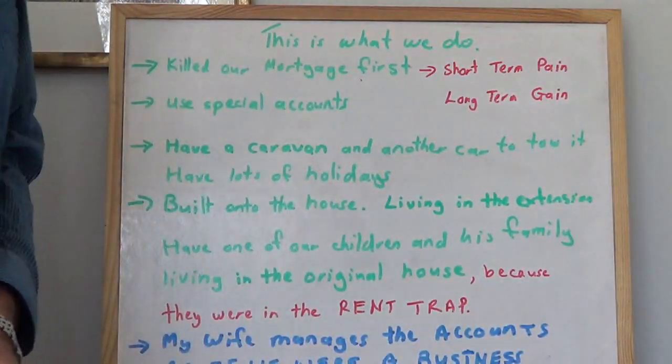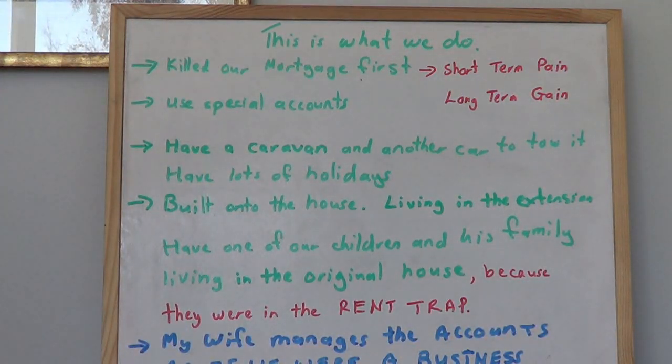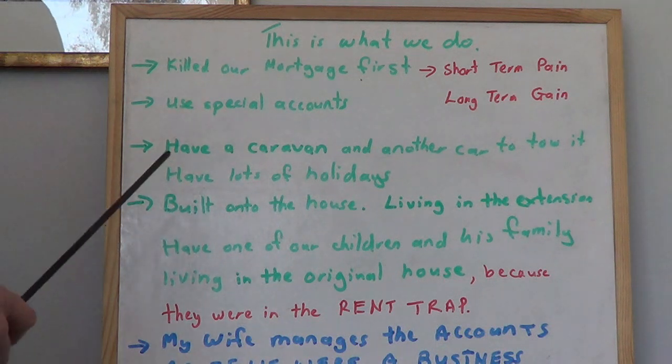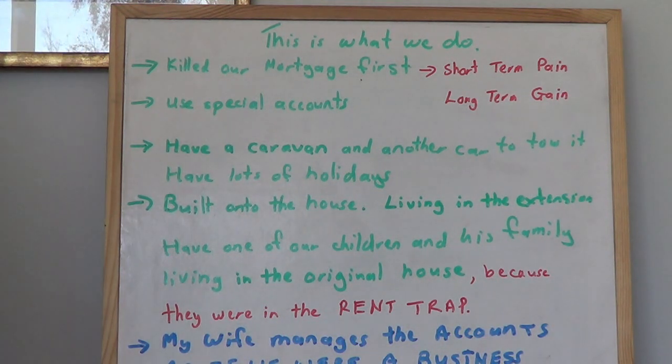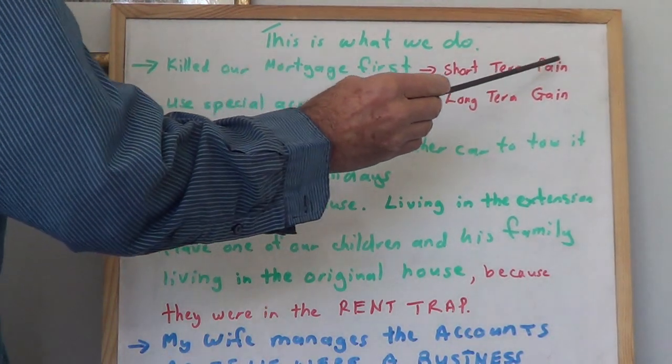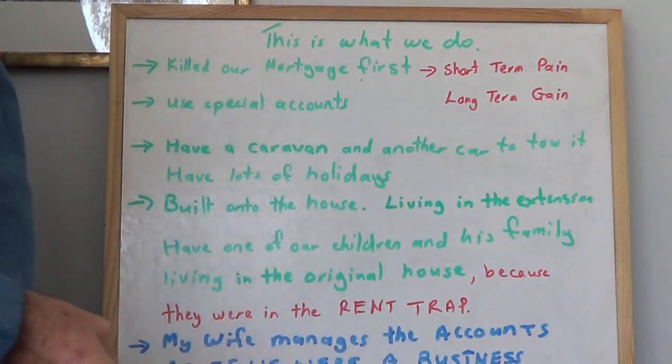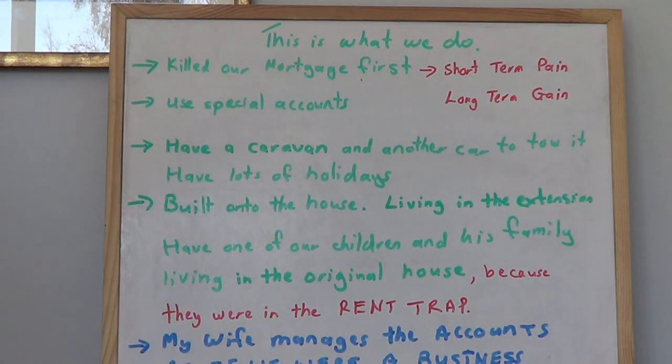Now, what I've told you is what we do. I talked to my wife and I explained how if we killed our mortgage, we would have a lot of money to spend. And I did a spreadsheet and everything, and she agreed, and we were both working at the time, and so we put all her money into the mortgage. It was short-term pain for a long-term gain, and after we got rid of the mortgage, we had lots of money to spend.